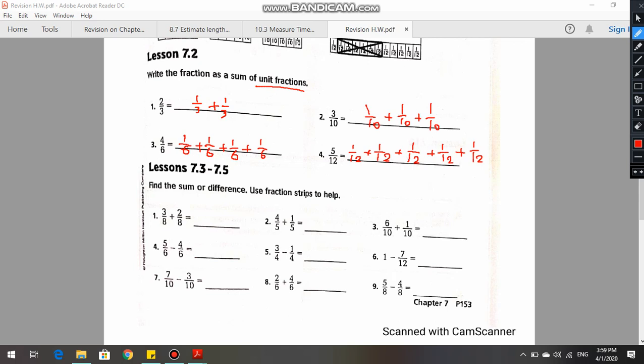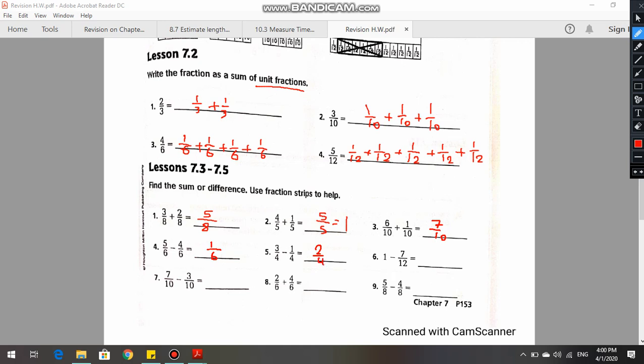And here, guys, he wants me to find the sum or difference. Use fraction stripes to help. Okay, 3 plus 2 equals 5 and denominator never change. 4 plus 1, 5. Denominator never change. 5 over 5 equals 1. 6 plus 1 equals 7 over 10. 5 minus 4 equals 1 over 6. 3 minus 1 equals 2 over 4.